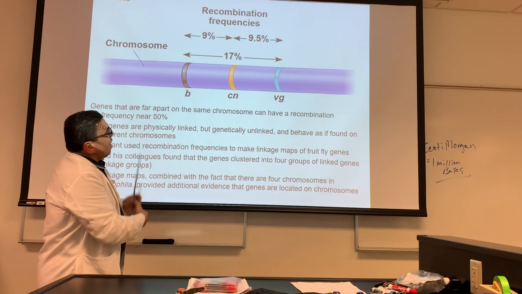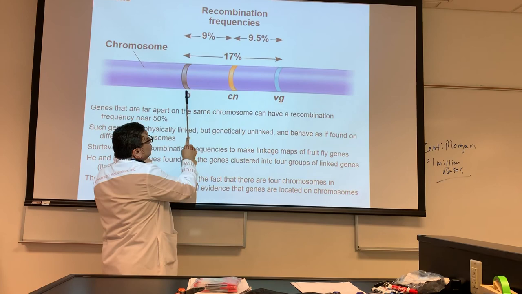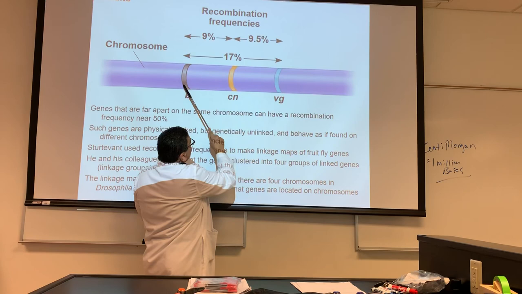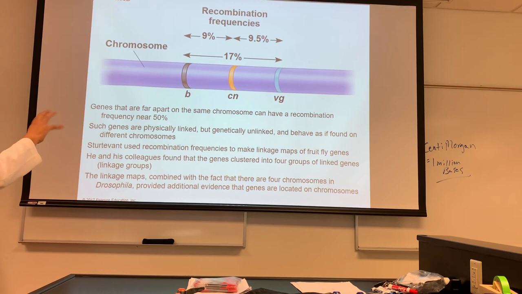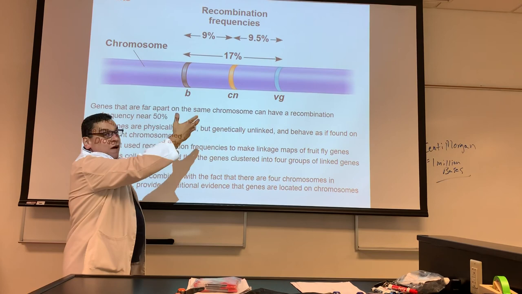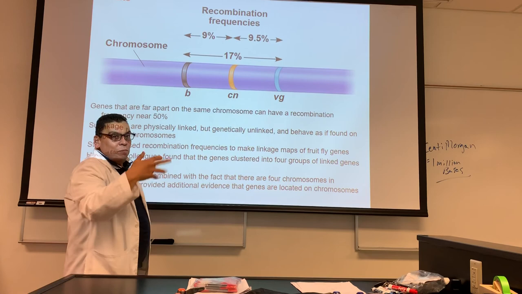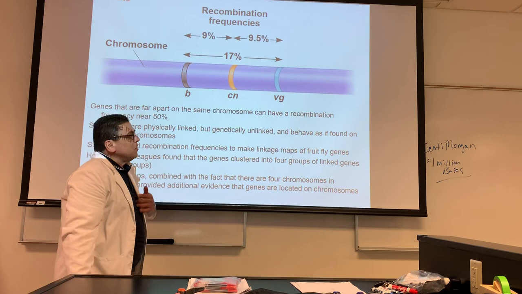How do I figure it out? Recombination frequency. You figure out the recombination frequency between these two, and between these two, and then you map it out. Now, they don't exactly add up to 17%, like 9 and 9.5, that's 18.5, right? They don't exactly add up because of double crossovers, maybe triple crossovers. So there's some slight error, but you get the idea. From the numbers, you can arrange the genes on the chromosome.